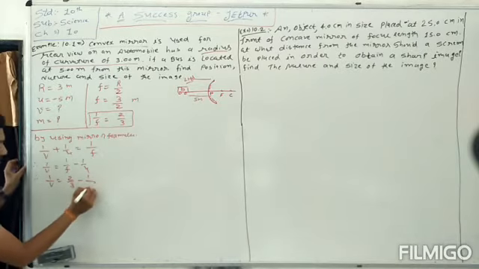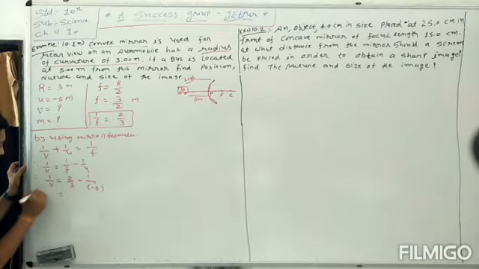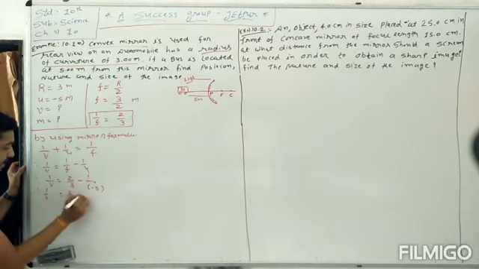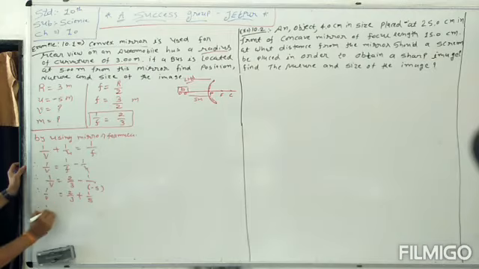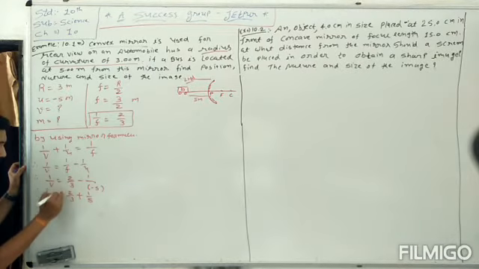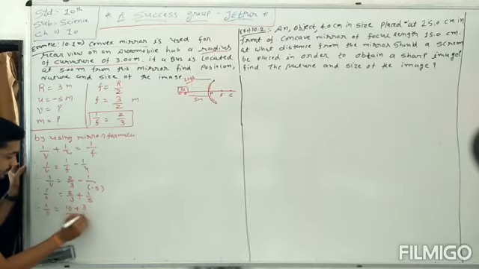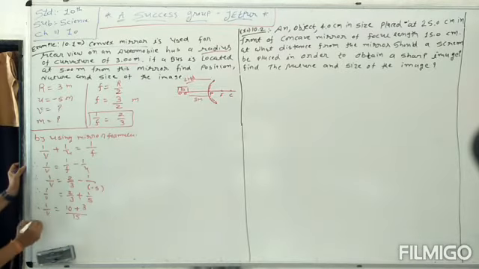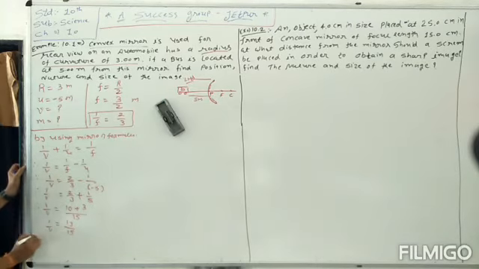U is minus 5, so minus minus becomes plus. So 1 by V is 2 by 3 plus 1 by 5. Now we take the LCM: 5 here, 3 here. 5 twos are 10, 3 ones are 3, 5 threes are 15. So 1 by V is equal to 13 by 15. But we have to find V, so V is equal to 15 by 13.